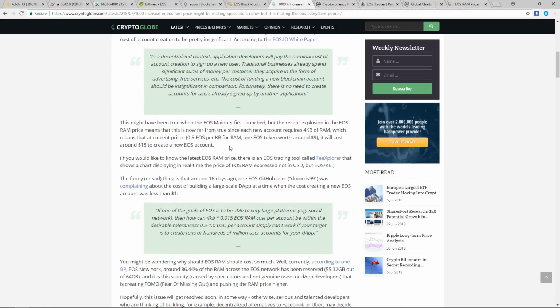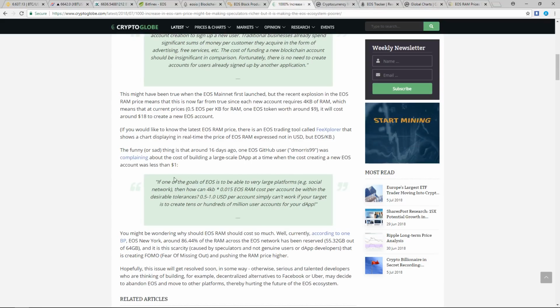And as you can see, some of them are complaining. I'm going to quote one of the developers. So if one of the goals of EOS is to be able to host very large platforms, for example social networks, then how can 4 kilobytes cost 0.0 EOS RAM cost per account, while cost per account be within the desirable tolerance? 50 cents to $1 per account cannot simply work if your target is to create tens or hundreds of millions of user accounts for your decentralized applications.